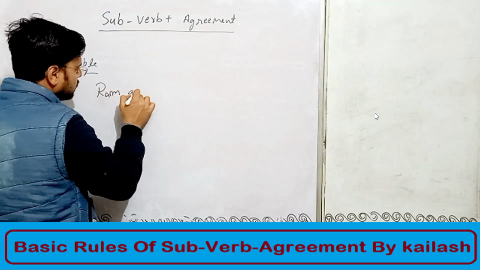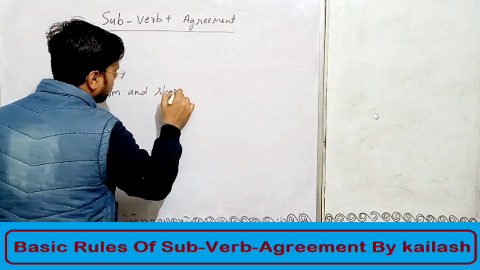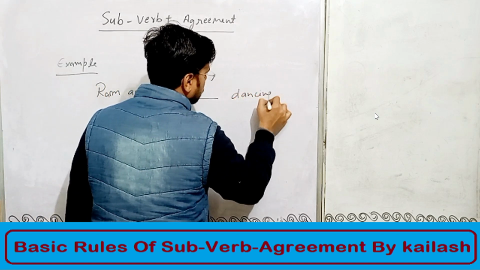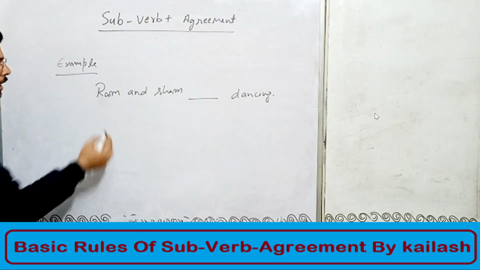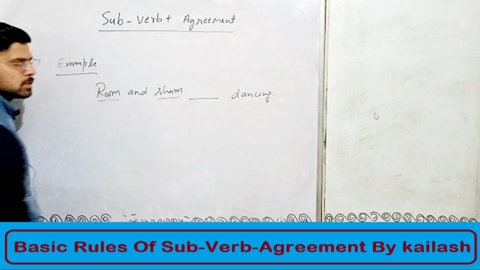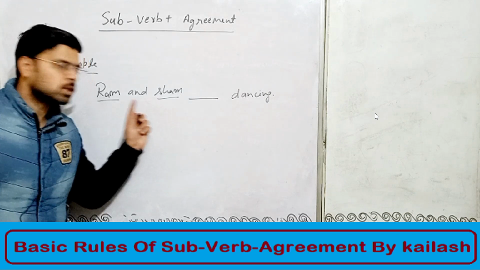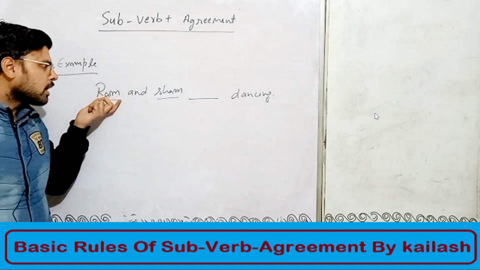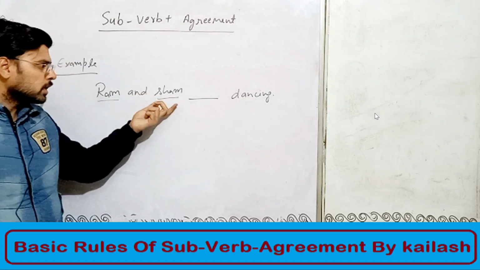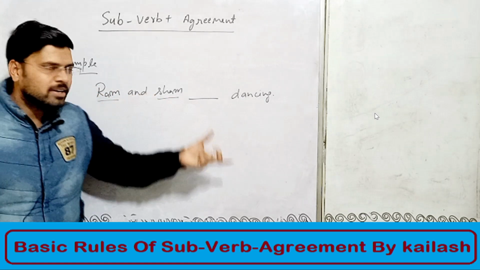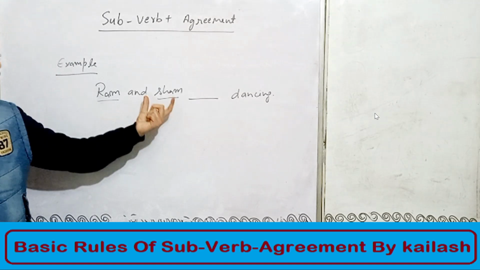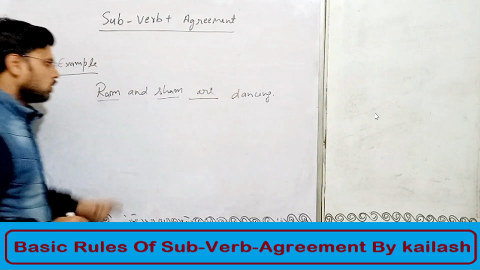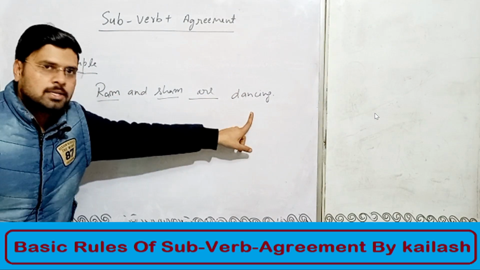Ram and Sham dash dancing. Ram is one noun and Sham is another noun. They both are joined by and, the conjunction. Ram and Sham are different nouns and they are dancing differently. Therefore, the verb used is plural. So, Ram and Sham are dancing.